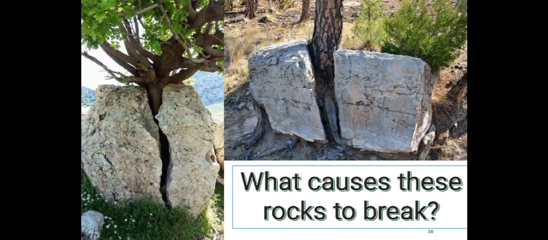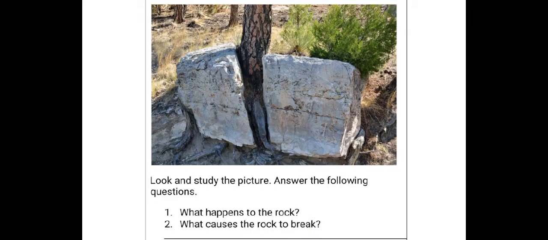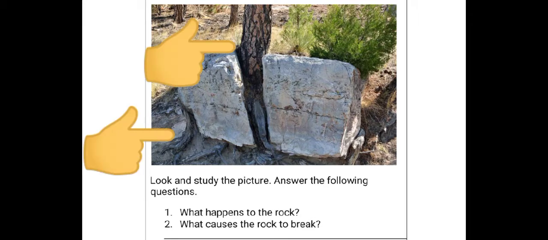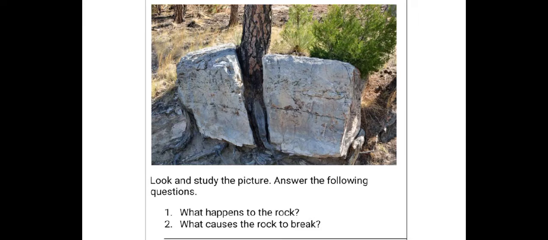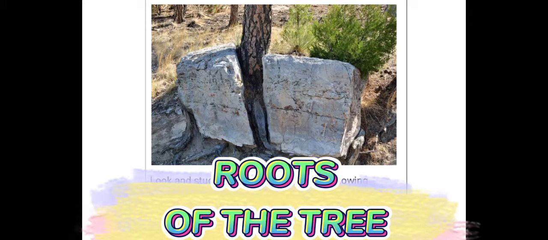Can you describe what you have seen on the picture? Yes, that's right. There's a rock and a tree. What happens to the rock? The rock breaks and is divided into two because there's a trunk of a tree and its roots that make the rock break, right? Because of its roots. So, what causes this rock to break? It breaks because of the roots of the tree.